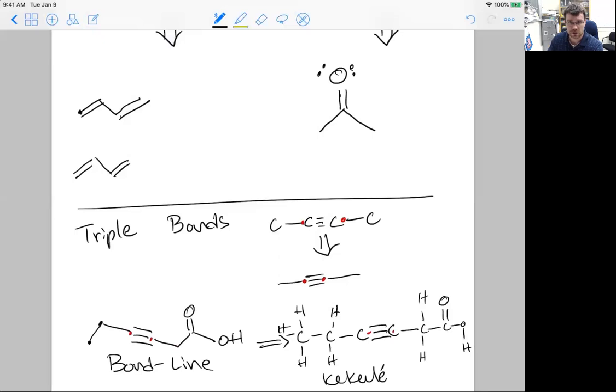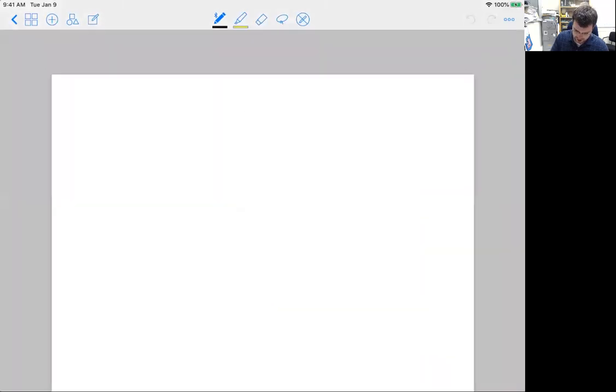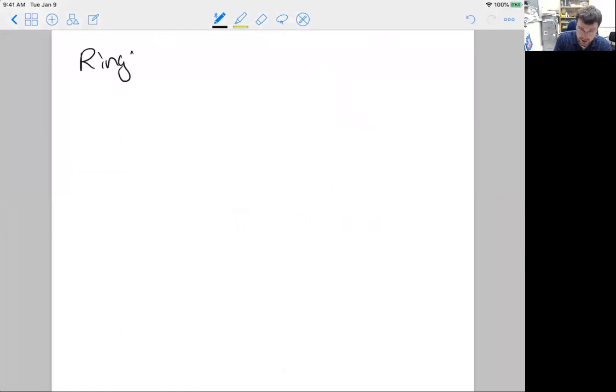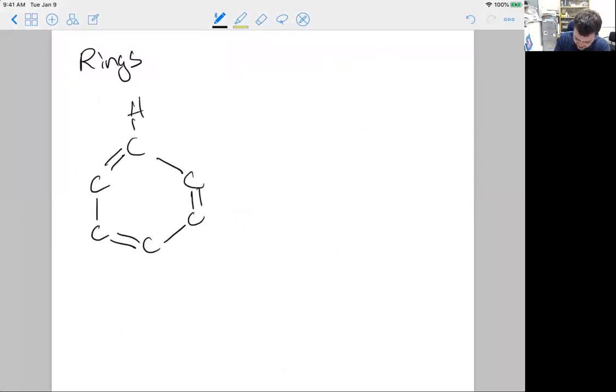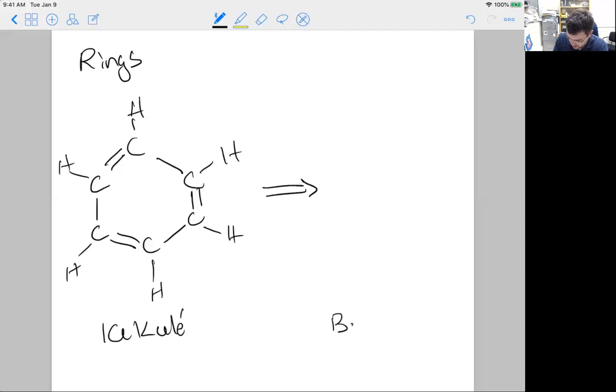Okay, let's do just one more example, and that will be ring structures. Rings aren't overly complicated relative to anything else we've been doing. They follow the exact same rules. So this is a really important molecule. It's called benzene. It's a ring of carbons, and they alternate double bond and single bond attachment points. If I converted that from a Kekulé to a bond line, it would look like this: a hexagon with alternating double bonds and single bonds.